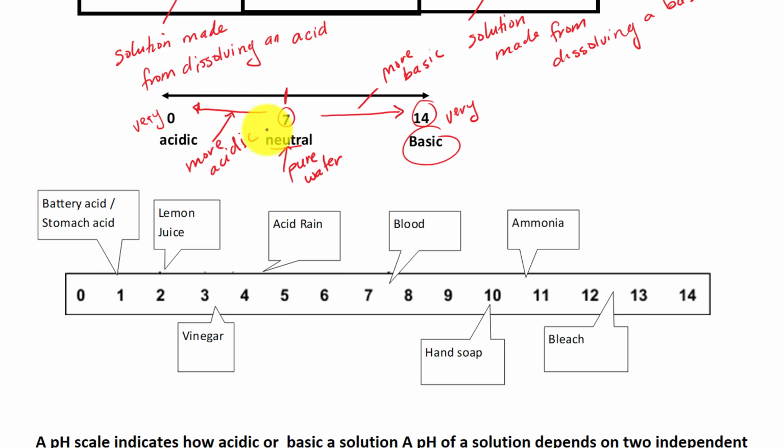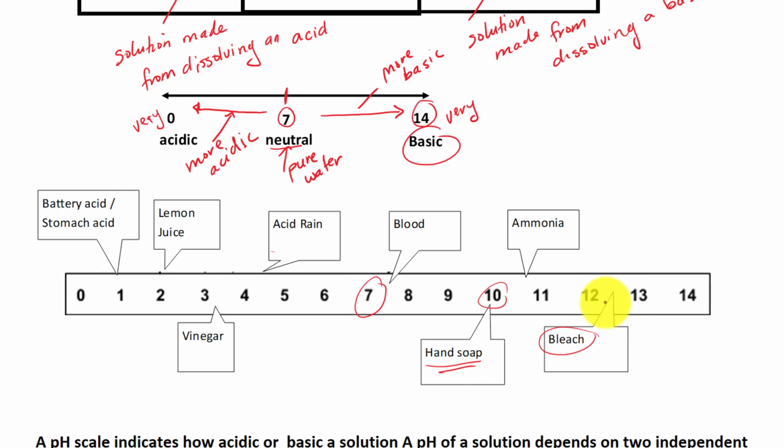Let's look at some examples that we see in our daily life. First of all, stomach acid is right here. That's about the same pH as battery acid. And then we have lemon juice, we have vinegar, we have acid rain. Then past the neutral value of pure water, we have blood, which is a little bit basic. Then we have soap right here, at a pH of 10. Then we have bleach, which is a cleaning agent, with a pH of all the way between 12 and 13.